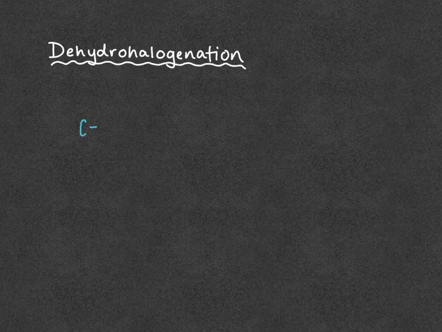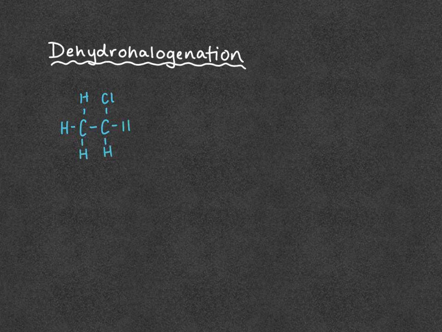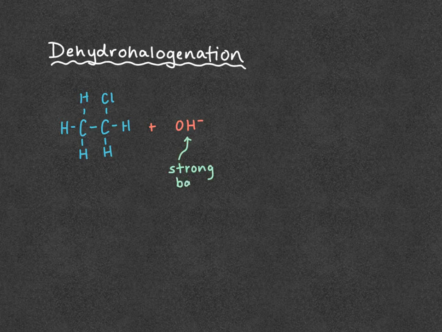I'm going to start by drawing chloroethane. So I'm going to have a chlorine on one carbon and all hydrogens on the other, and a single bond between the two carbons. In dehydrohalogenation, we're going to react our alkyl halide with a hydroxide, so a strong base. We're going to only use hydroxide in this course, but as you go on in organic chemistry, you'll learn that there are other types of strong bases that can also do this job.